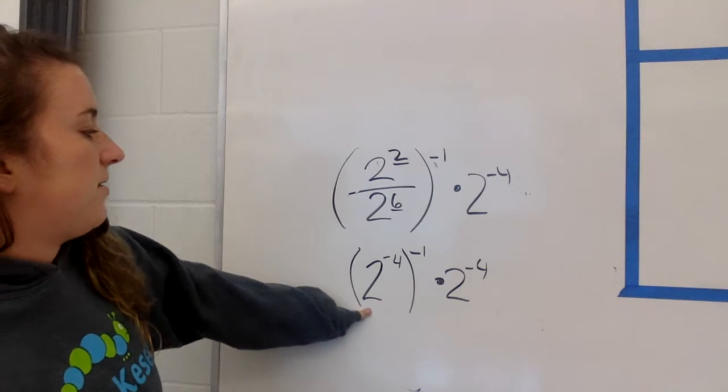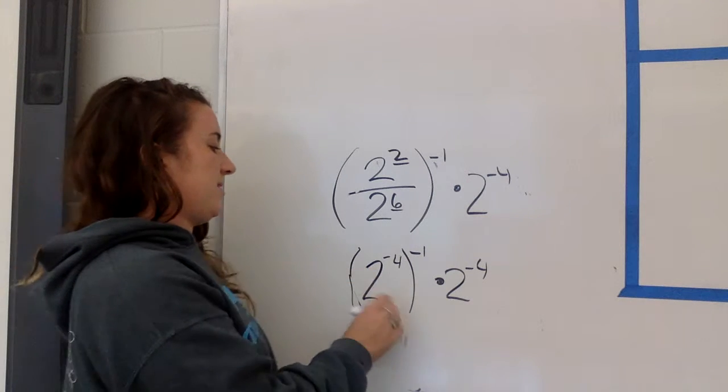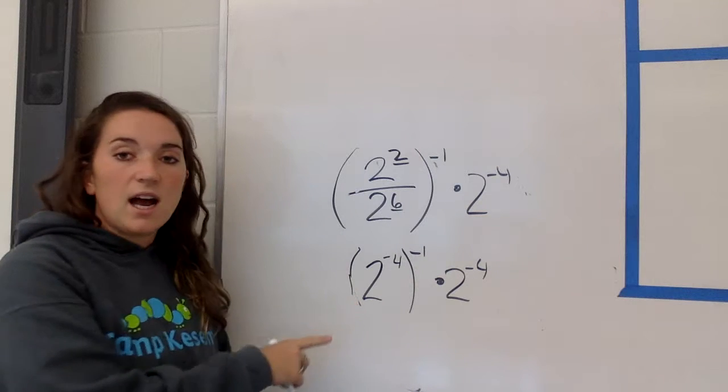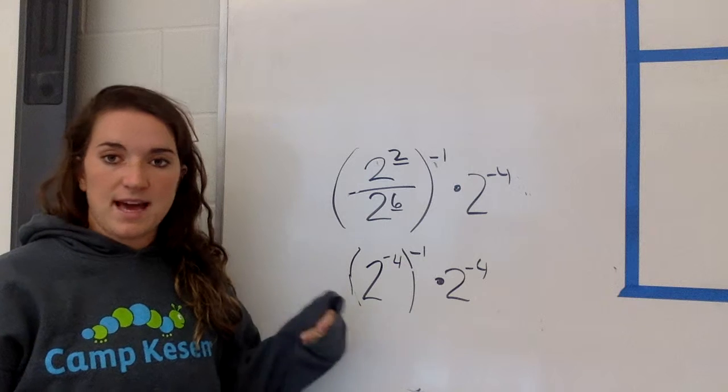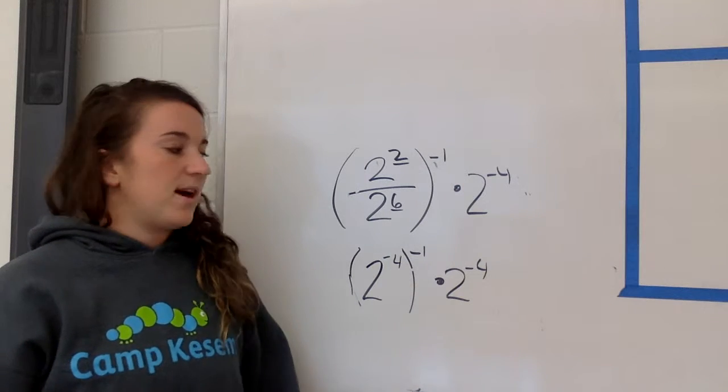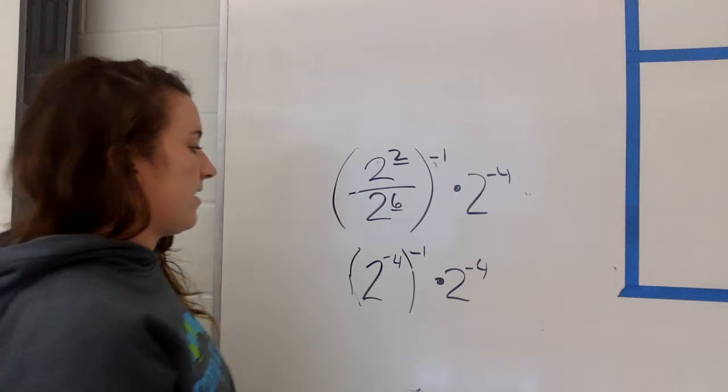I'll rewrite everything else the same way. All right, now I'm going to continue simplifying this part right here. I'm raising an exponent to another exponent. When I do that, what do I do with the exponents? Right? I multiply them. -4 times -1 is what?